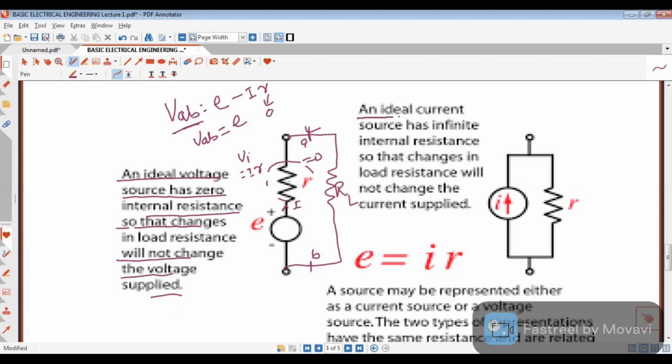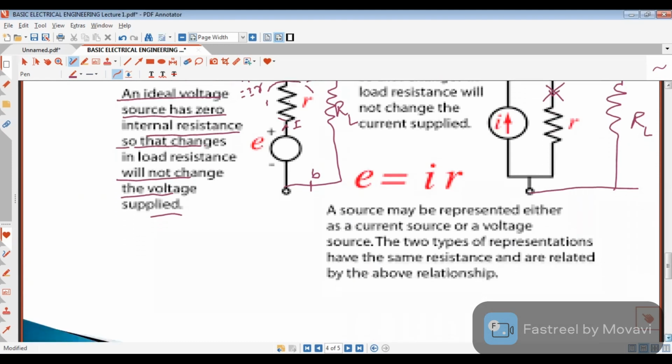In the same way, an ideal current source has infinite internal resistance. Suppose this resistance is infinite, and if we connect a load here, RL is the load. So whatever current is coming here will go through this path. It will not go through this other path because it has infinite value. So an ideal current source has infinite resistance, such that whatever the source current, it has to go from here to the load resistance.